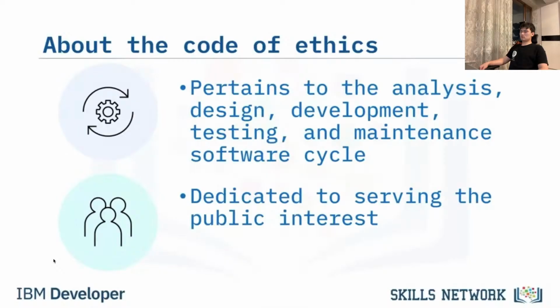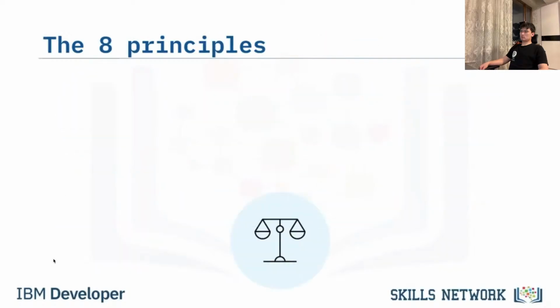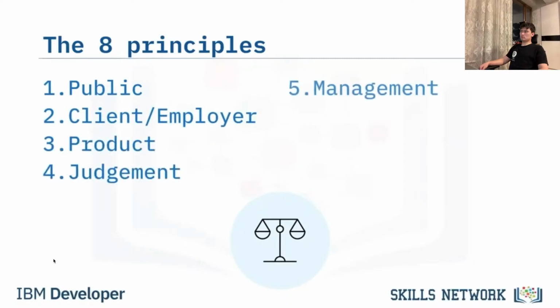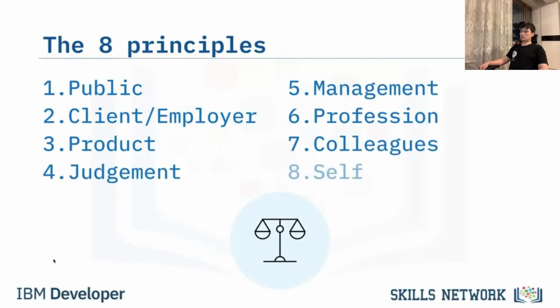However, the full text of each principle and its additional clarifying clauses can be found on the IEEE-CS and ACM websites. The principles in the Software Engineering Code of Ethics focus on the following topics: public, client or employer, product, judgment, management, profession, colleagues, and self.